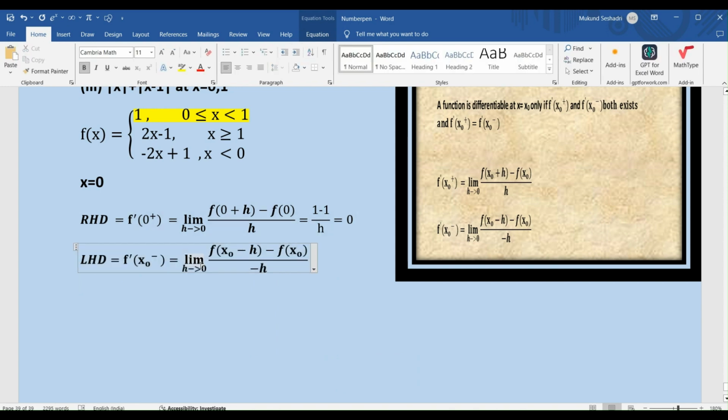So I have my LHD written on screen. My LHD is f dashed of x naught minus limit h tending to 0 f of x naught minus h minus f of x naught divided by minus h, right? So my x naught can be replaced by 0, and let's do that.